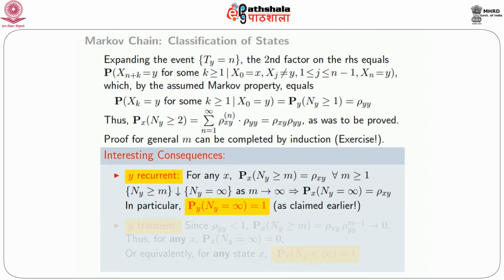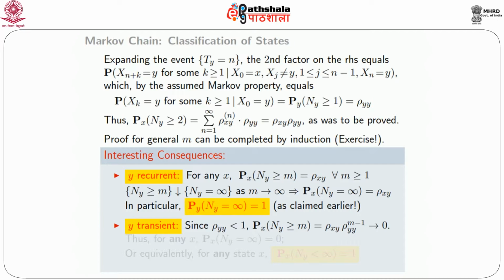Remember, we claimed that if y is recurrent, then conditioned on starting from y, the number of visits to y would actually be infinite with probability 1. So the definition of recurrence simply required that there is at least one visit to y with probability 1, but in reality it turns out that there would be an infinite number of visits to y if y is a recurrent state, infinite number of visits to y starting from y with probability 1. So that part has been obtained as an easy consequence of this result.